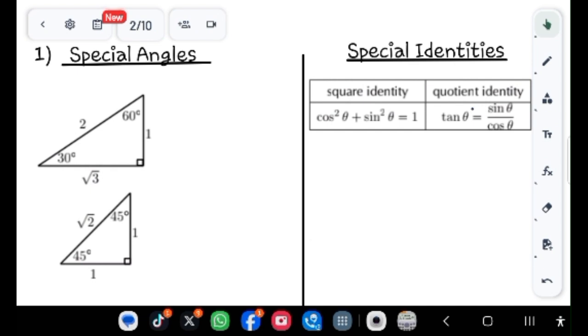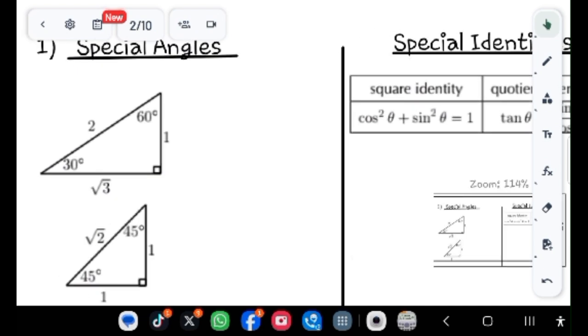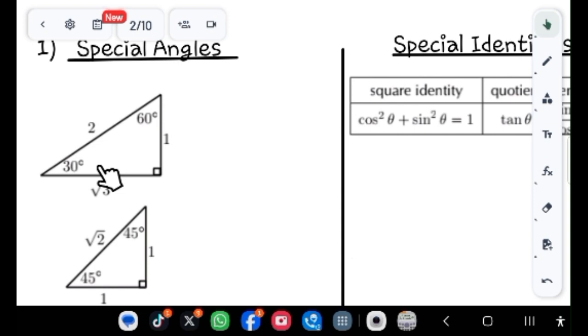Special angles come in two triangles. The first one is the 30, 60, 90 degrees, and the second one is the 45, 45, 90 degrees. Both of these are obviously right angle triangles. One is isosceles. This is the isosceles one, where you've got two angles that are equal and two sides corresponding to those. And then you've got the scaling one, which is the 30, 60, and 90 degrees.